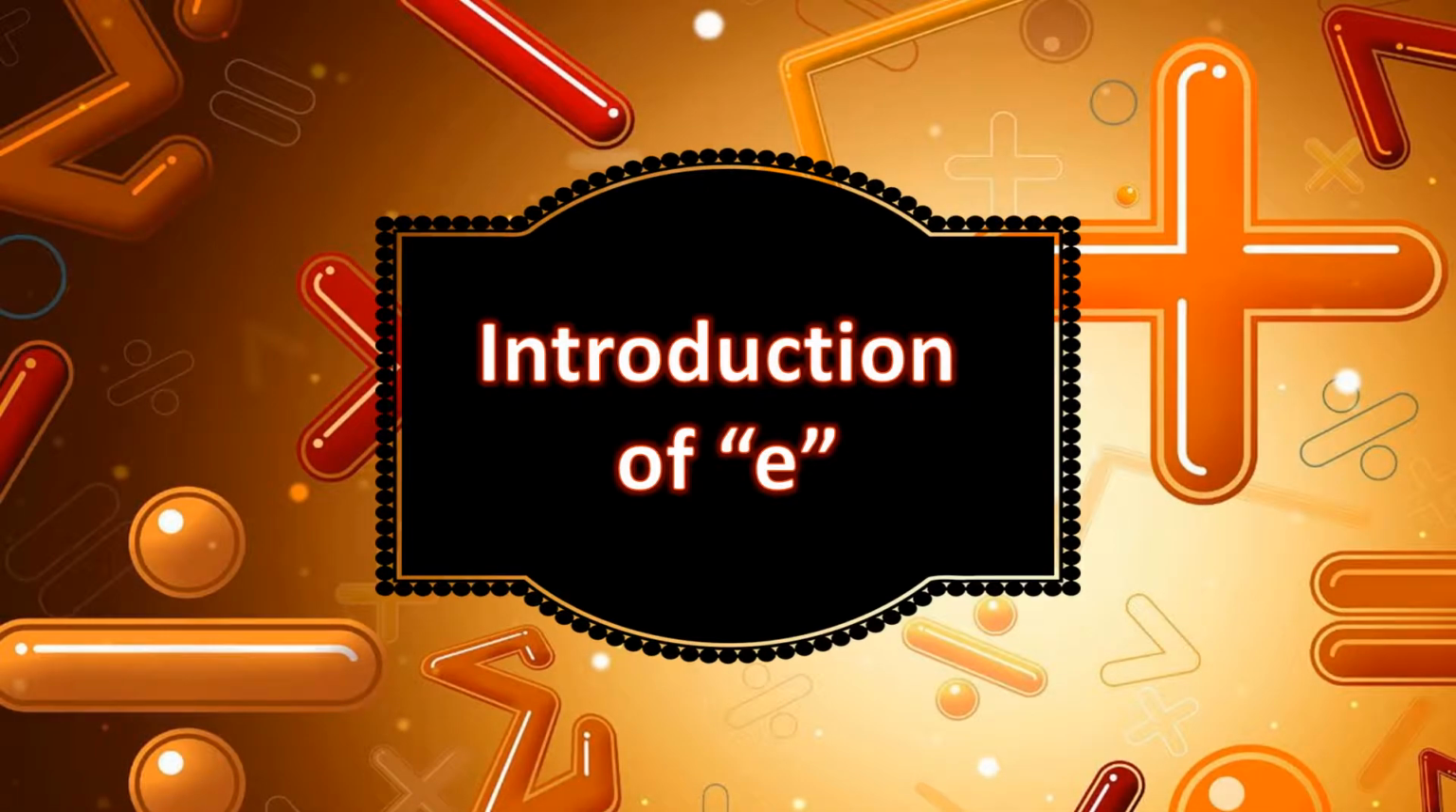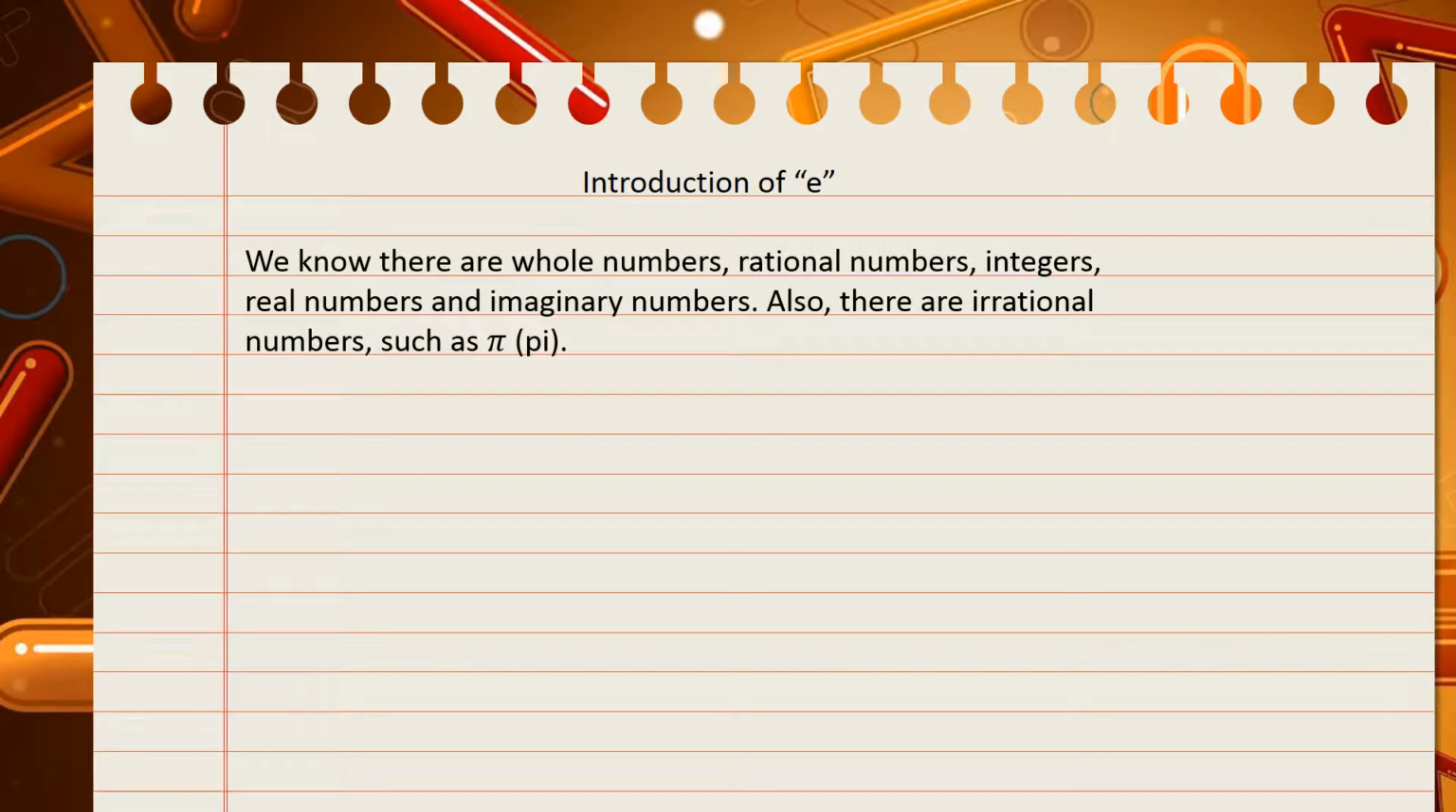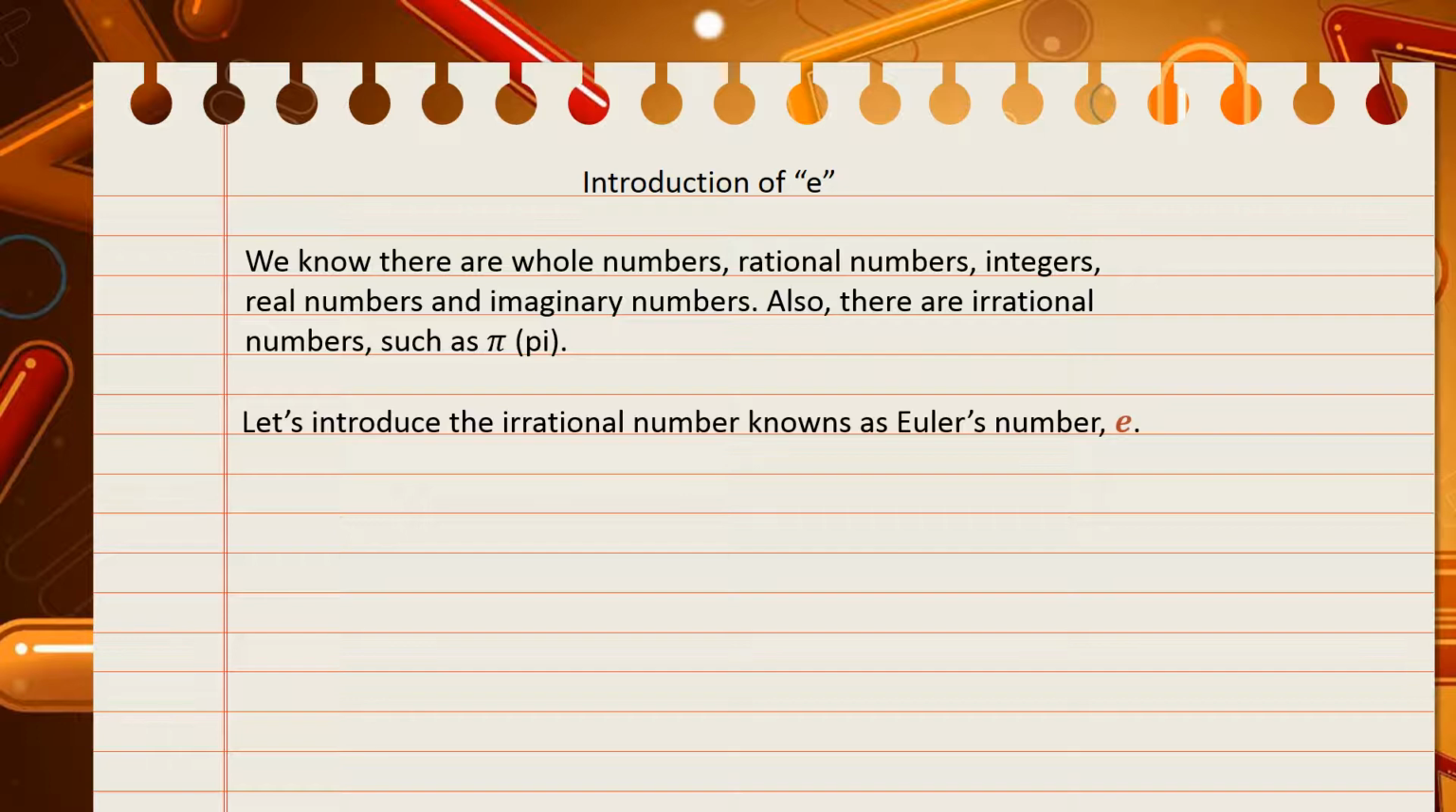This lesson is over the introduction of e. We know there are whole numbers, rational numbers, integers, real numbers, and imaginary numbers. But there's also numbers known as irrational numbers, such as pi. Let's introduce the irrational number known as Euler's number, e.